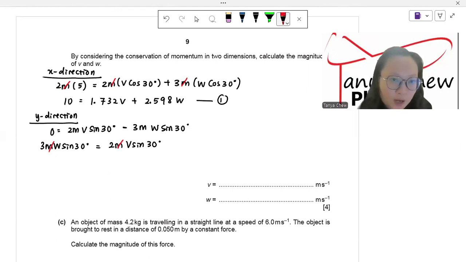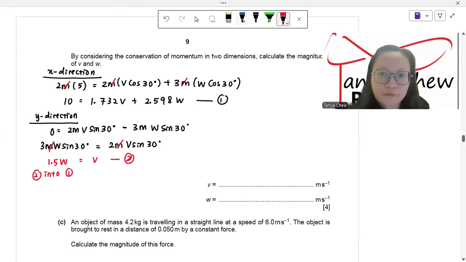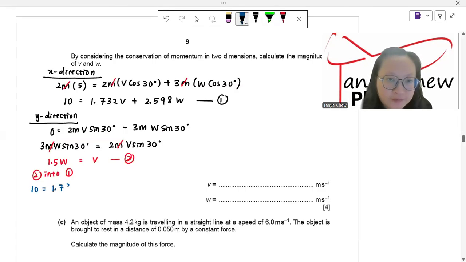Here I got 1.5 W is equal to just V. So second equation is here. I will sub in my V into equation 1. So 2 into the first equation. So the first equation you modify becomes 10 is equal to 1.732. This is 1.5 W plus 2.598 W.